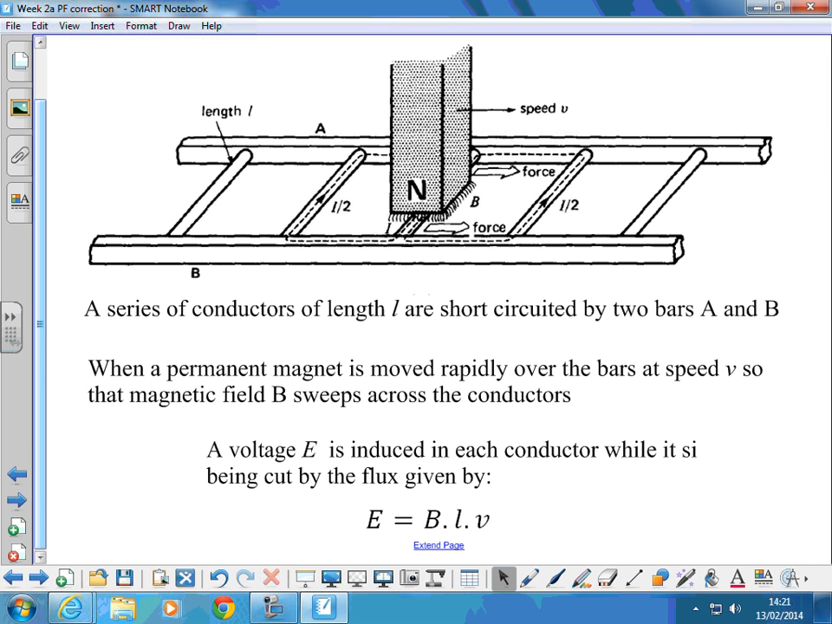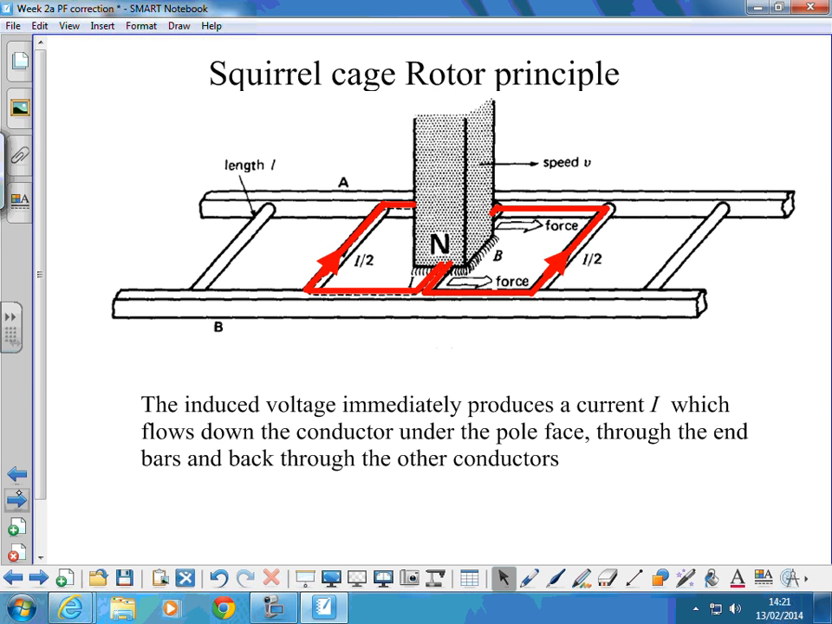That induced voltage E in the bars causes a current to flow around inside there, and it reacts with the field of the magnet and exerts a force on the bars in one direction or the other. So the induced voltage immediately produces a current, I, which flows down the conductor under the pole face, through the end bars, and back through the other conductors. So we get a current flowing in the bars of the rotor.